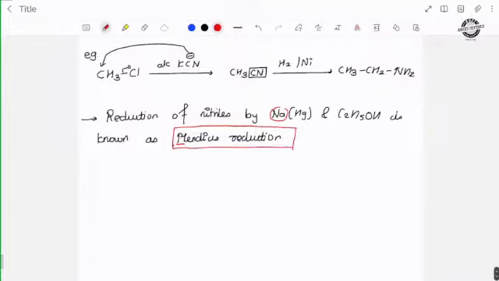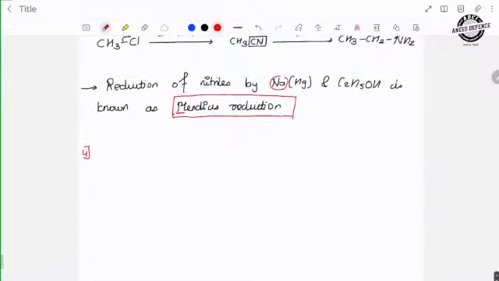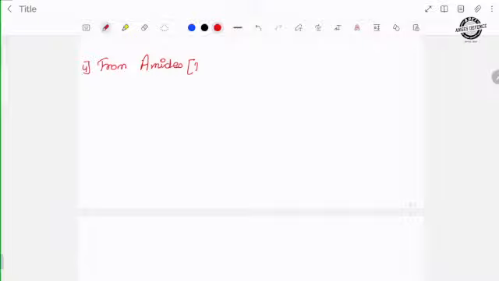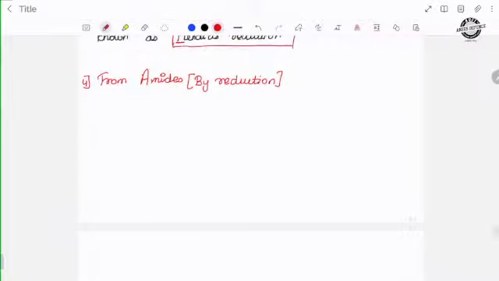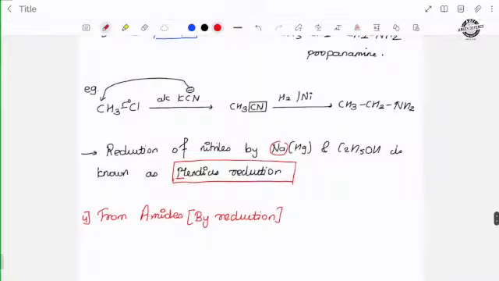Next reduction is from amides. Amides, C double bond O NH2. Fourth one, from amides, again we are reducing it. You have to write it.